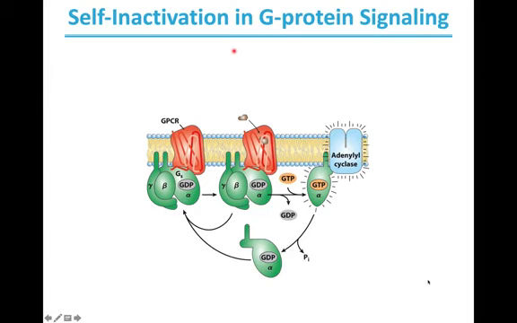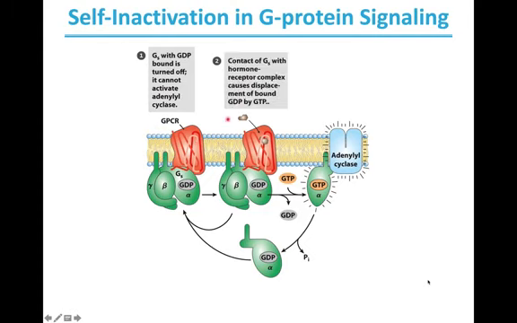Let us examine the self-inactivation mechanism in G protein signaling. At any instance, when the GPCR, or the beta adrenergic receptor in this case, is not bound by epinephrine, the interaction between GPCR and the G protein does not initiate a GDP release or a GTP mediated activation of the G protein. And so the G protein cannot activate adenylyl cyclase when there is no epinephrine.